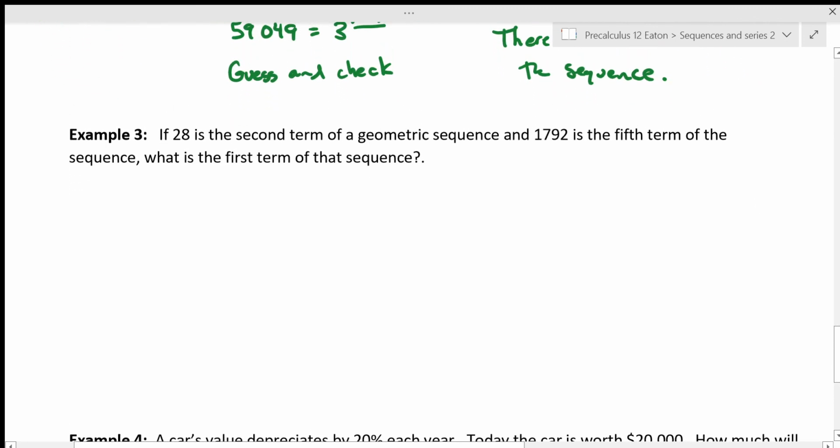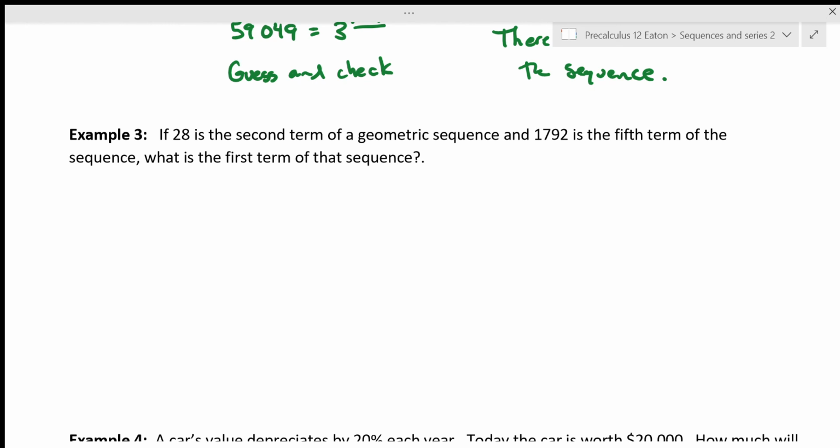If 28 is the second term of a geometric sequence and 1792 is the fifth term of the sequence, what is the first term of that sequence? This sounds like a systems of equations question, but here's the problem. Geometric sequences do not create linear equations. So we're going to have to create some equations and figure out how to solve a nonlinear system of equations.